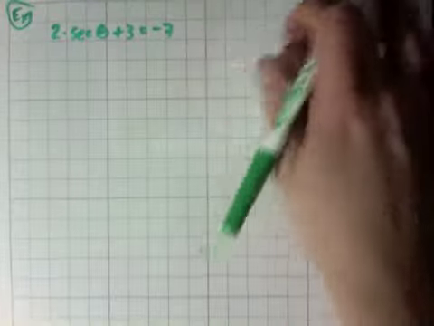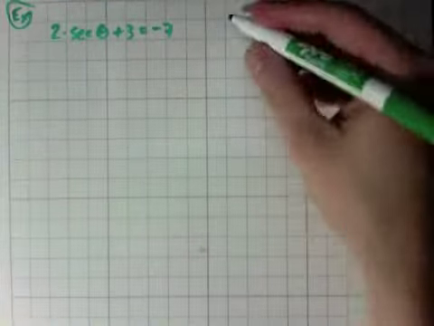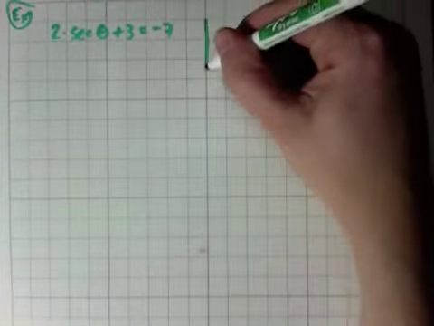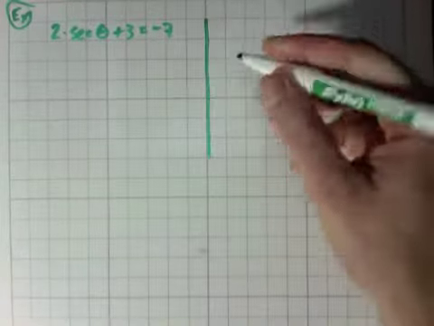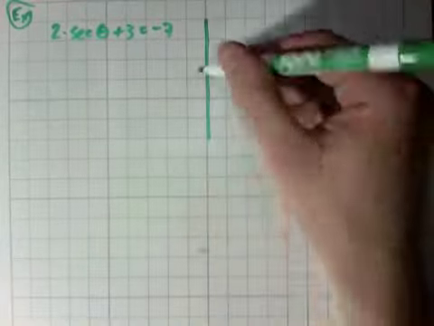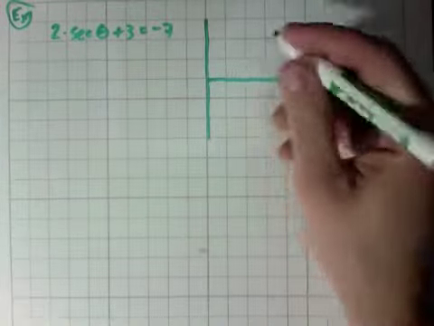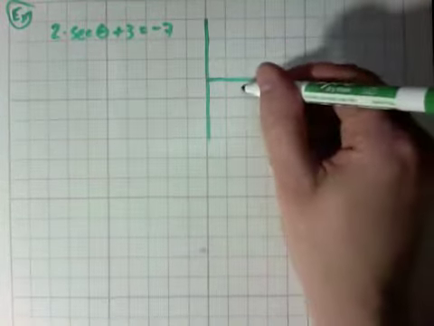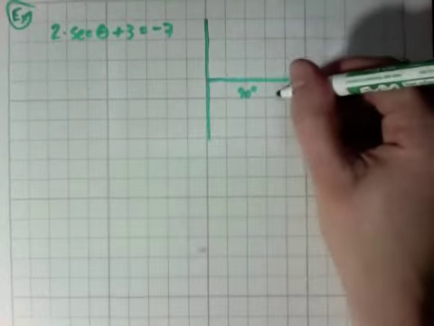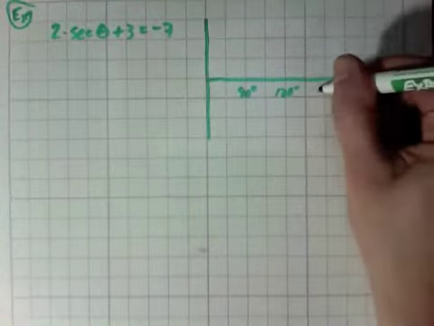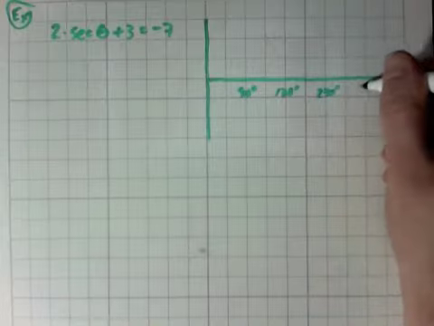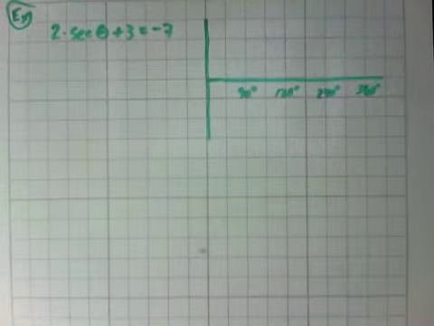Alright, so this is actually going to require us to have some familiarity with the secant graph, which isn't quite like the other ones that we've been working with. It's not one of the traditional graphs. So let's see, we'll work in degrees this time. So 90, 180, 270, and 360.